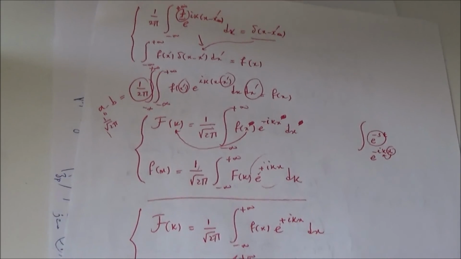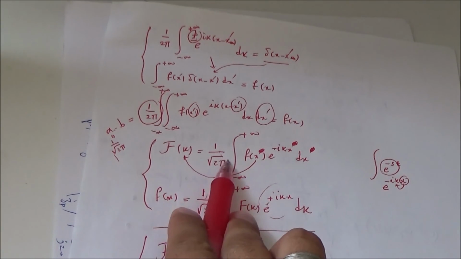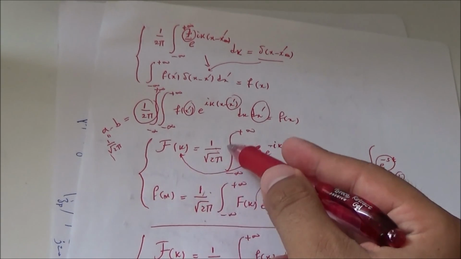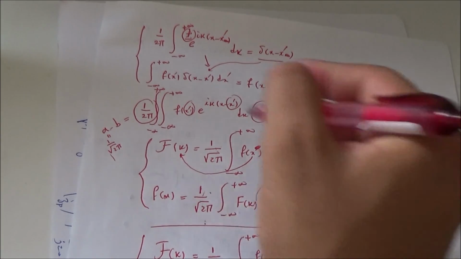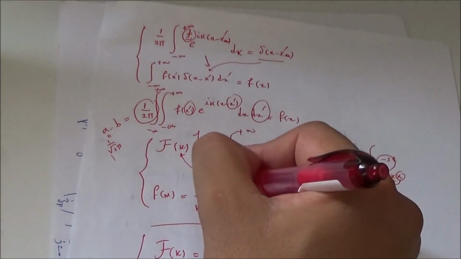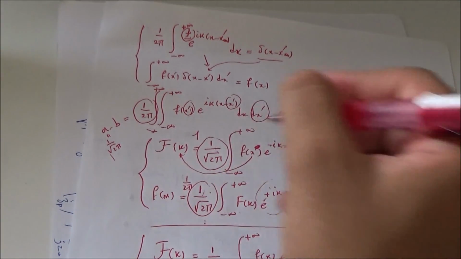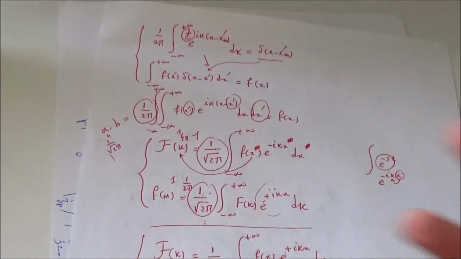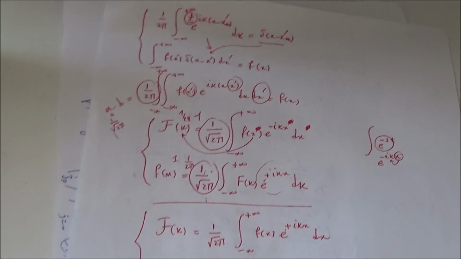I also emphasize again that this 1 over 2 pi can be decomposed as you want. Here I decided to put 1 over square root of 2 pi and 1 over square root of 2 pi. You can decide to put 1 here and 1 over 2 pi there, or 1 over 2 pi here and 1 there, or any other choices that can be imagined.